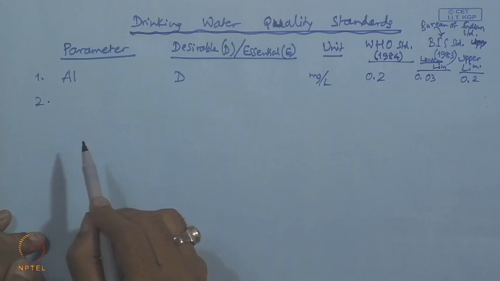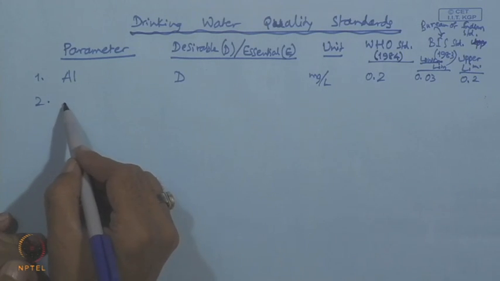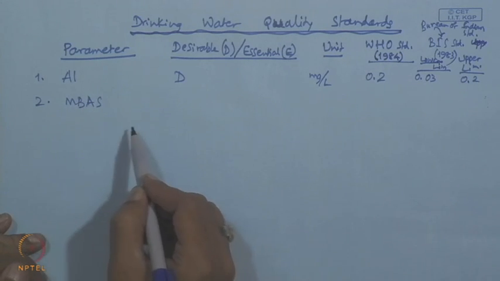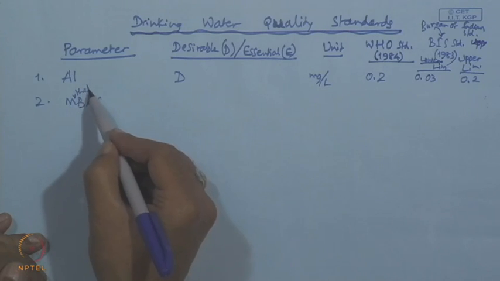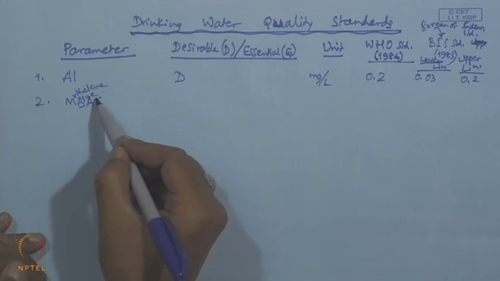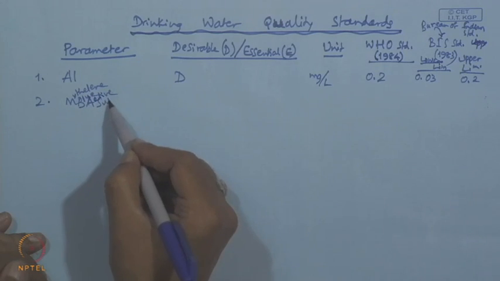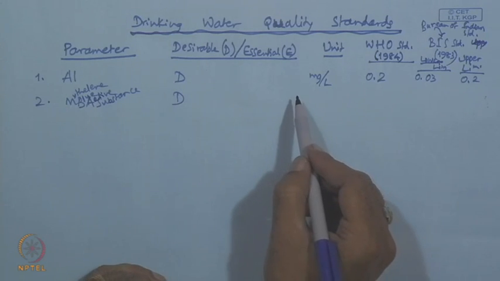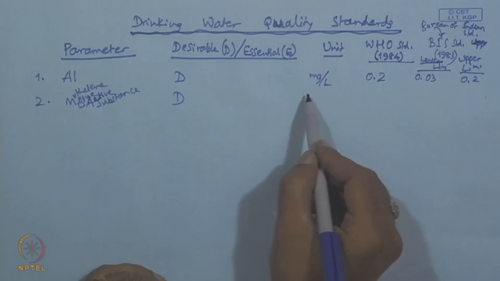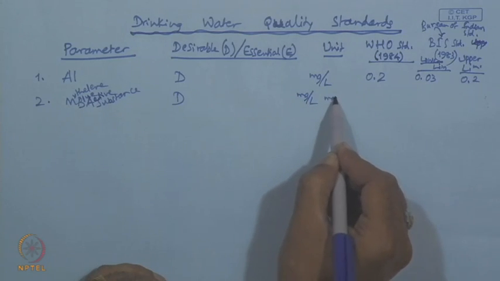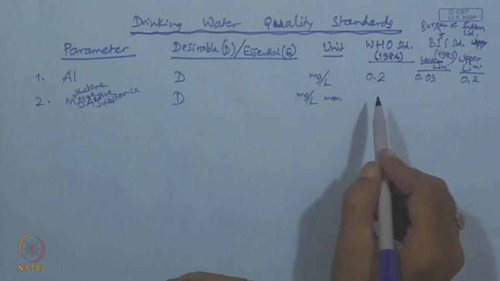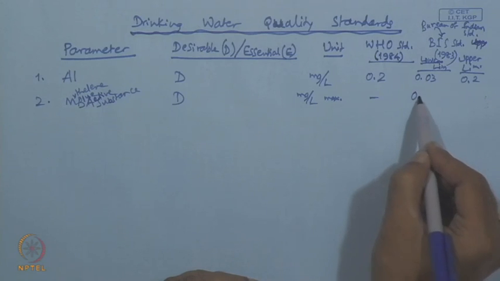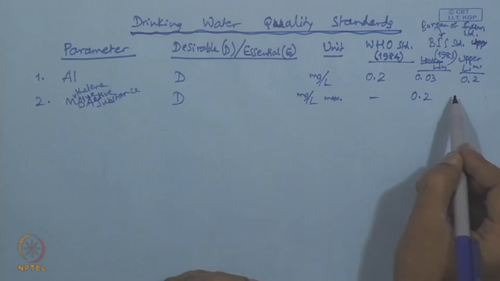Next is MBAS, that is methylene blue active substance. This is also desirable, and the unit is mg per liter max. WHO doesn't have a standard, whereas as per the Bureau of Indian Standards, it needs to be within 0.2 and 1.